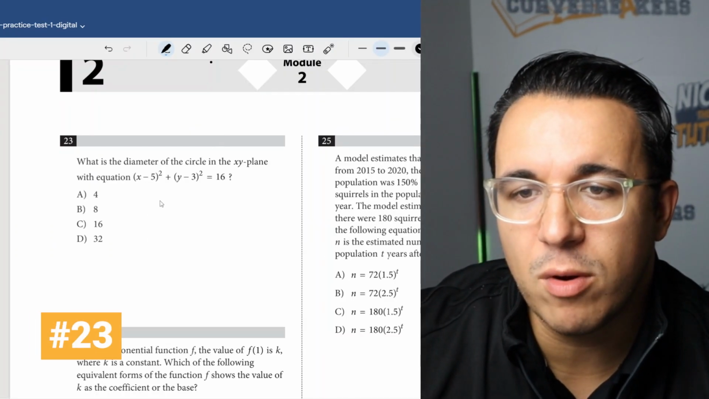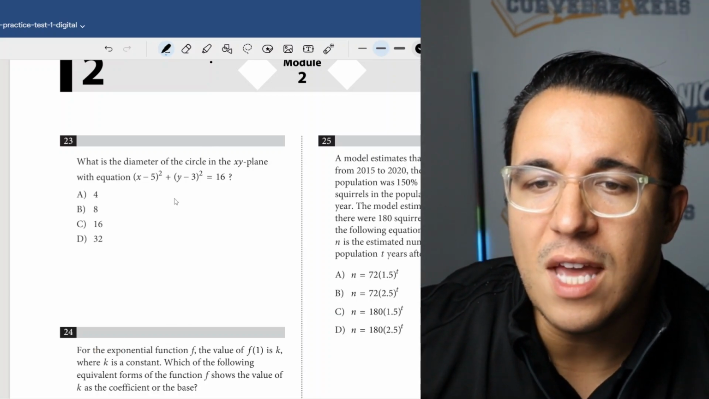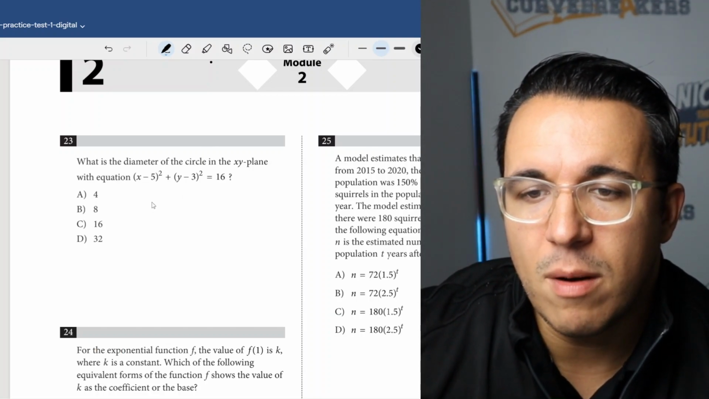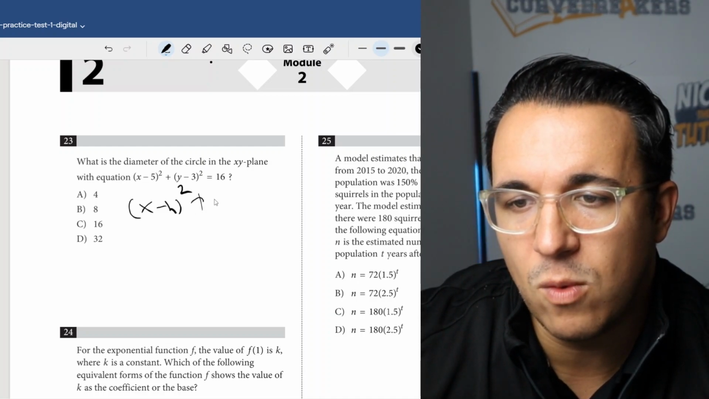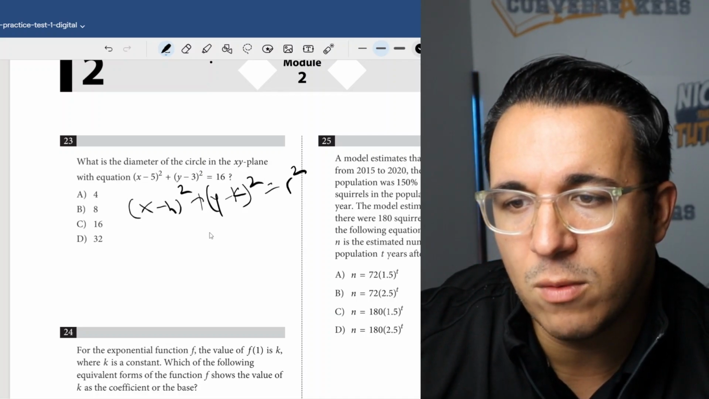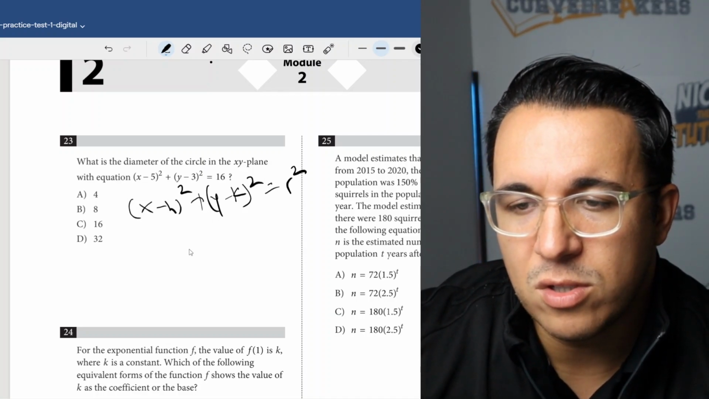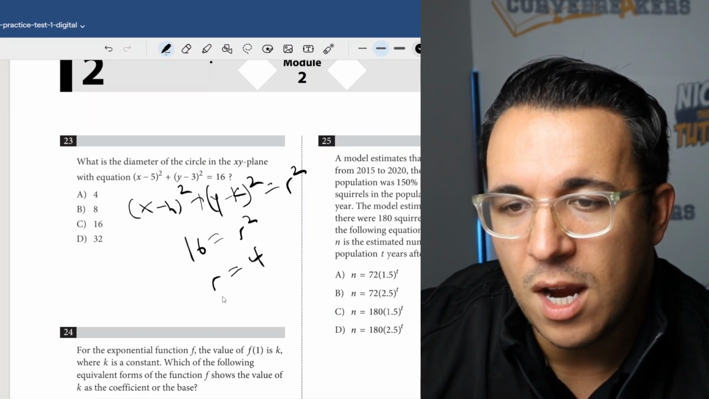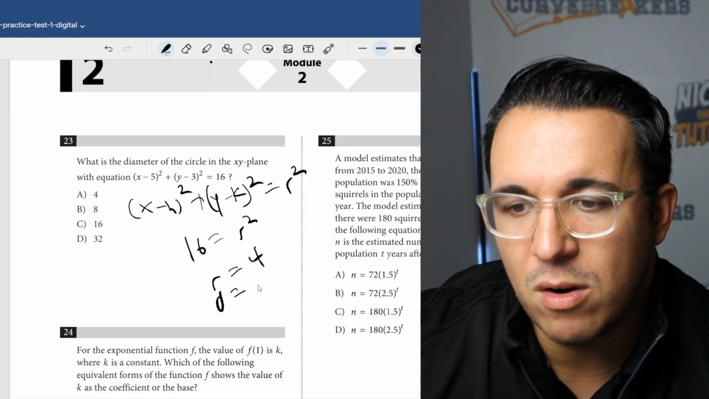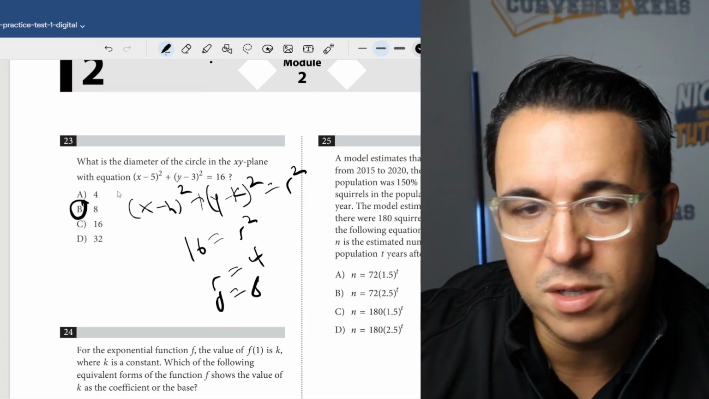Let's get into number 23. What is the diameter of the circle in the xy plane with the equation? Remember the equation for a circle: (x minus h) squared plus (y minus k) squared equals r squared, where (h, k) is the center. So 16 equals r squared, so r would be 4, and that's the radius. The diameter would be 8. So I'm going to go with choice B, 8.